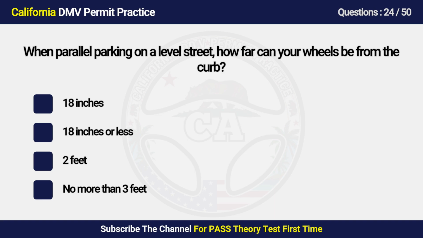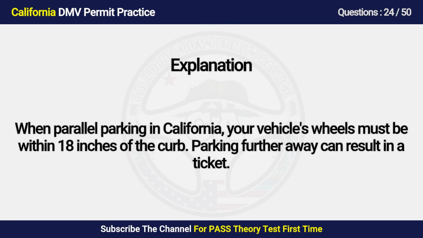A. 18 inches. B. 18 inches or less. C. 2 feet. D. No more than 3 feet. Answer is B. 18 inches or less. When parallel parking in California, your vehicle's wheels must be within 18 inches of the curb. Parking further away can result in a ticket.